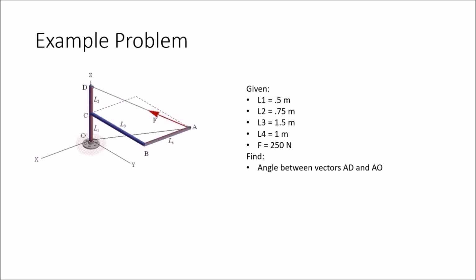We have this structure that has two cables that go from point A to point D and point O. We want to find the angle between these two vectors. I have noticed that many students see this problem and assume that they need to find the components of the force in order to find the angle between. However, this is not the case.